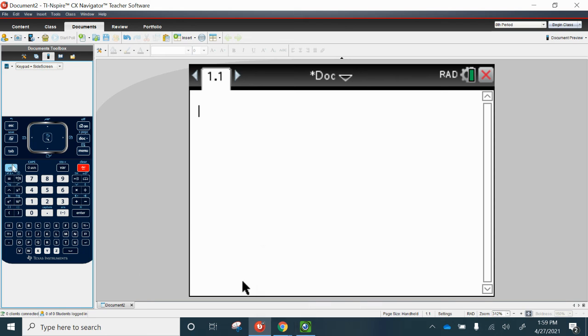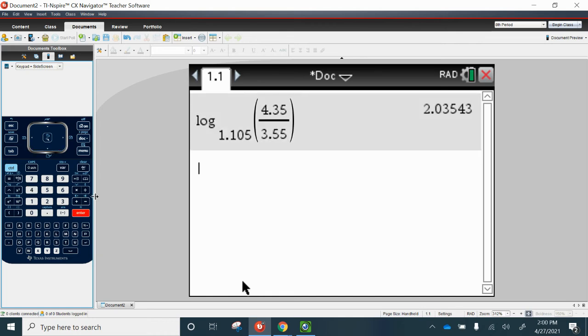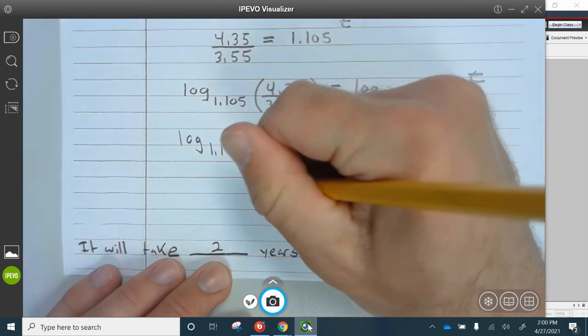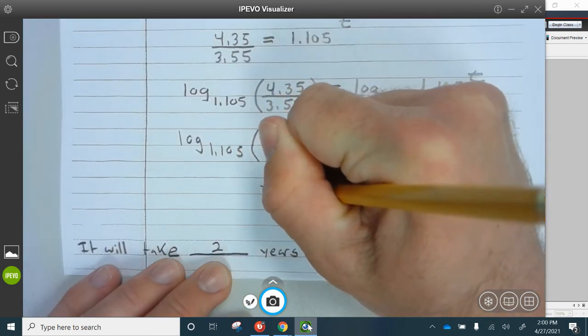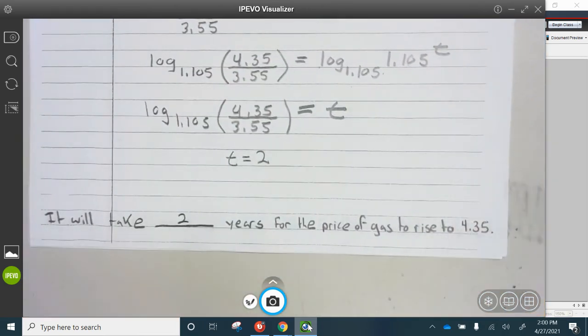Okay, so control log base 1.105 of, control divide, 4.35 divided by 3.55. And that's 2.035, and they want one decimal place, so we'll say that equals 2. So t equals 2. So it will take 2 years for the price of gas to rise to $4.35.